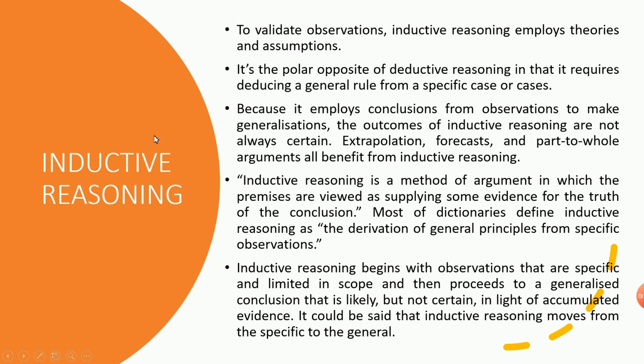Next, inductive reasoning. Inductive reasoning is just a different or reverse approach. It goes from bottom to top. To validate observations, inductive reasoning employs theories and assumptions. We assume certain things or certain theories. It is the polar opposite of deductive reasoning in that it requires deducing a general rule from specific cases. So here we are employing conclusions from observations to make generalizations.